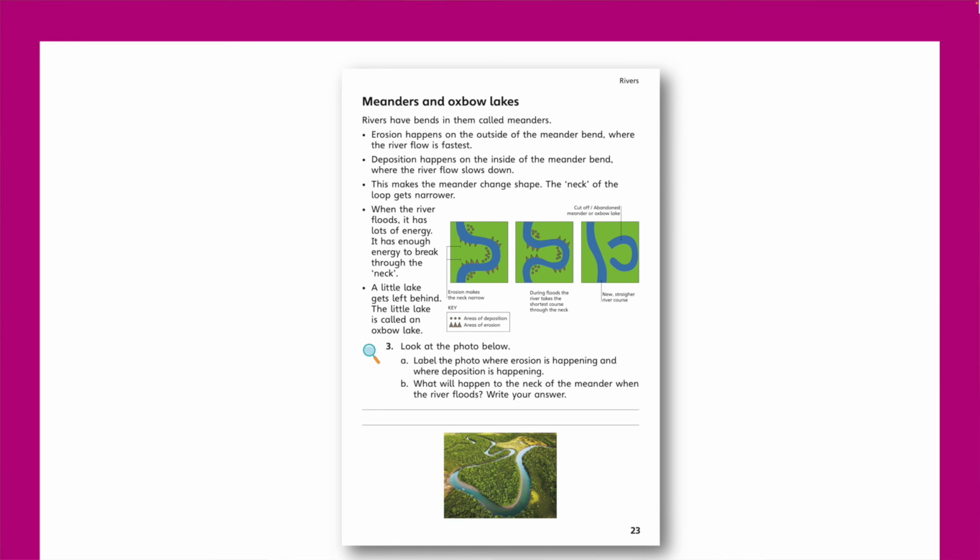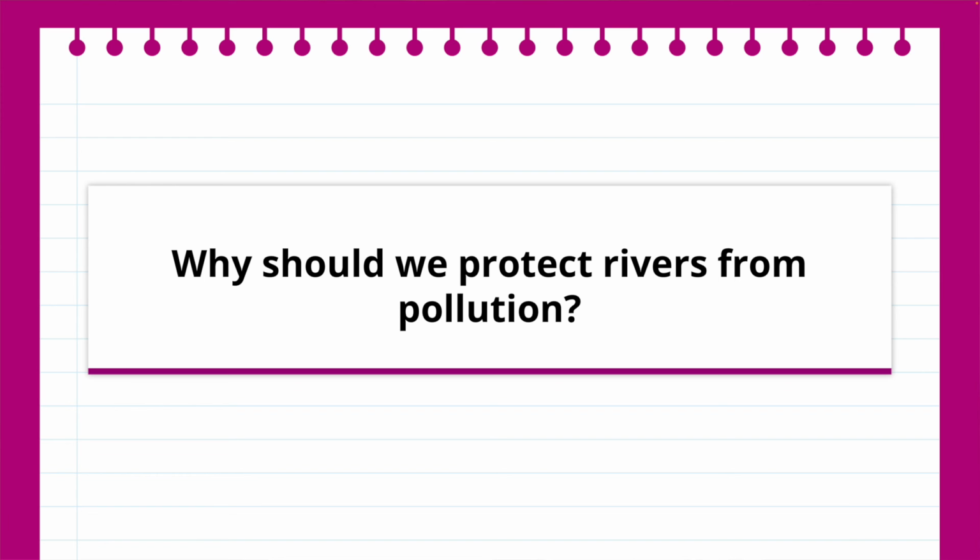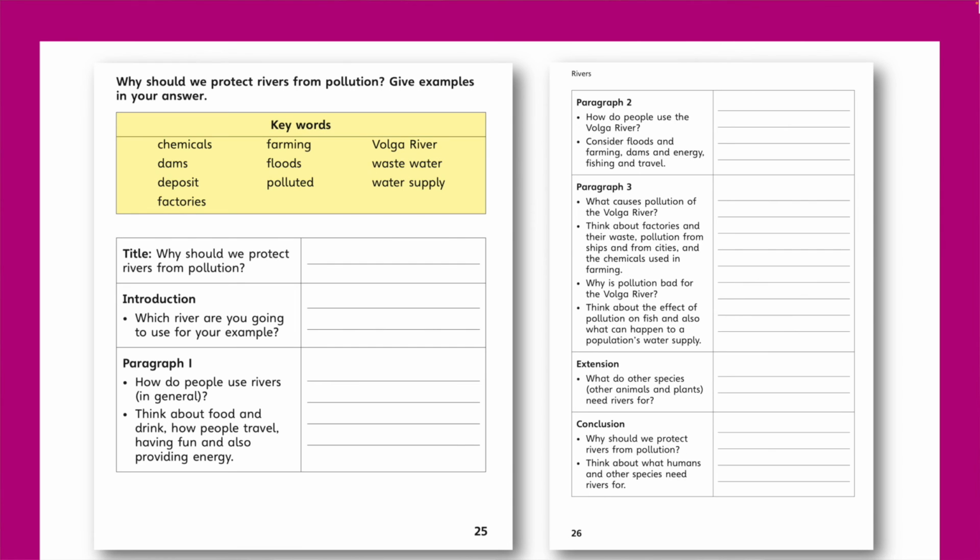And the final lesson, lesson 6, asks pupils, why should we protect rivers from pollution? A vocabulary bank and prompts for each paragraph is provided, and pupils should be able to apply their strong understanding of the benefits that rivers bring and how pollution in rivers can have knock-on effects for wildlife, the economy and people. We hope that you enjoy teaching this Pearson unit on rivers and that your students enjoy learning all about it.